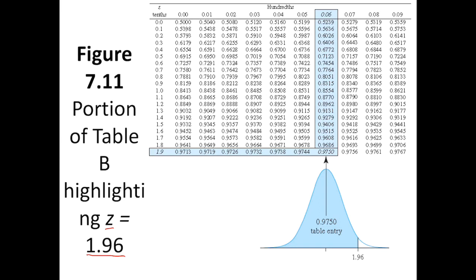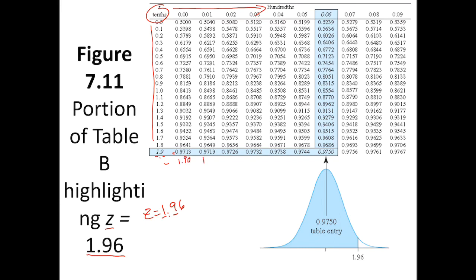So if we had z equals 1.96 as an example, what we do is you see this column here, the z tenths, you'll notice it increasing in value. And it's 1.9 right there. And then the z hundredths go this way.